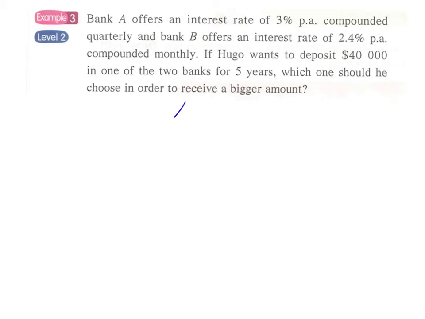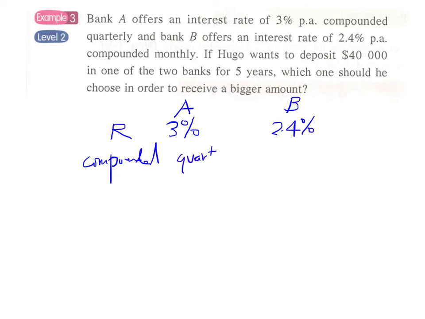So we can write down the interest rate for Bank A and Bank B. For Bank A, we have 3% PA. For Bank B, we have 2.4% PA. However, the time for calculating the compound interest is different. For Bank A, it is compounded quarterly. That means 4 times per year. And for Bank B, it is compounded monthly. That is 12 times in a year.